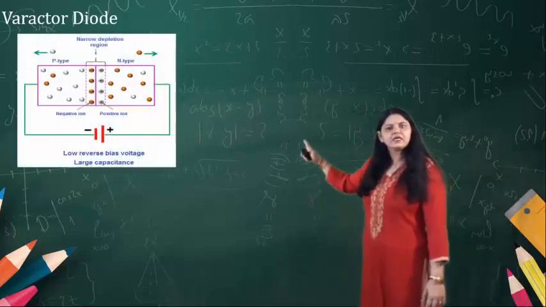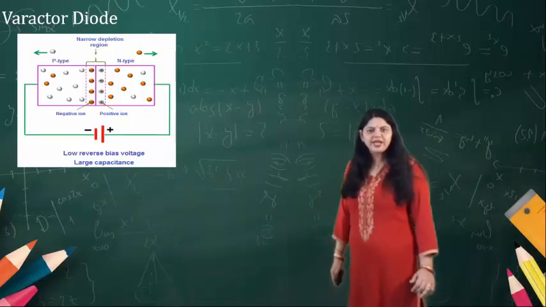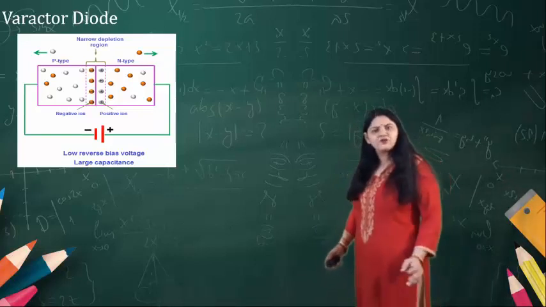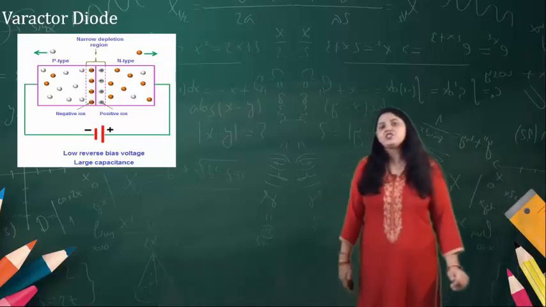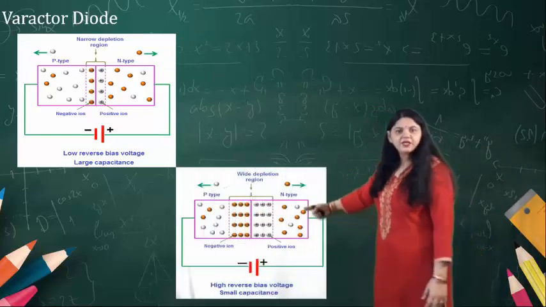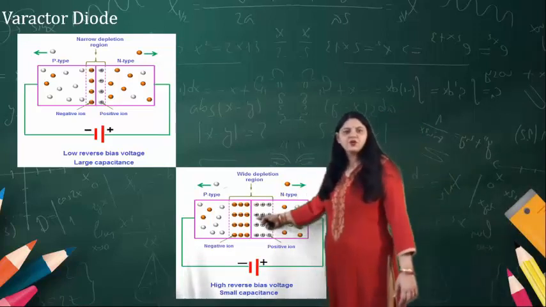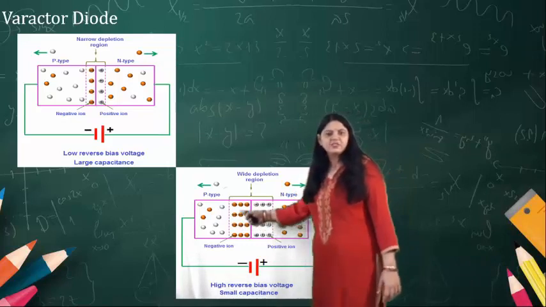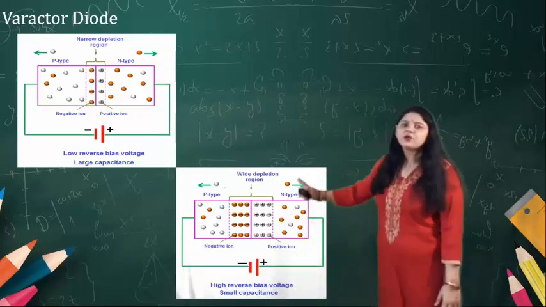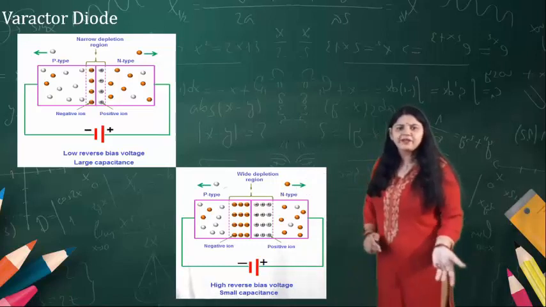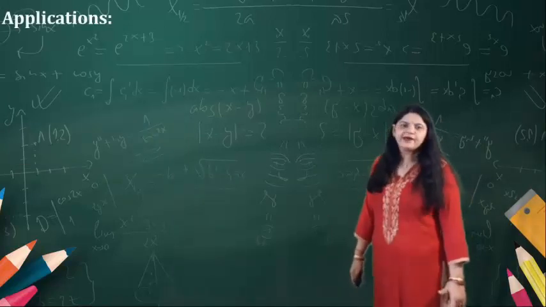This is again the construction of the Varactor diode. While you are applying a low reverse bias voltage to the Varactor diode, a narrow depletion region is formed, which provides a large capacitance value. Similarly, when a high reverse voltage is applied, the depletion region widens, and it provides a small capacitance value. This way, the Varactor diode construction is made up of P type and N type material. So this is about the Varactor diode construction.